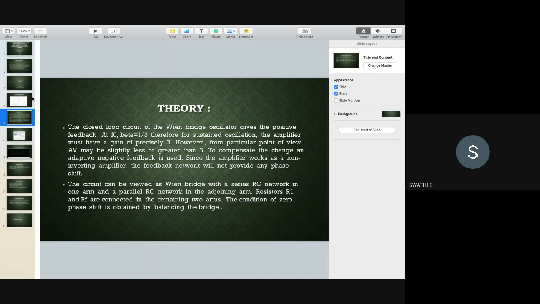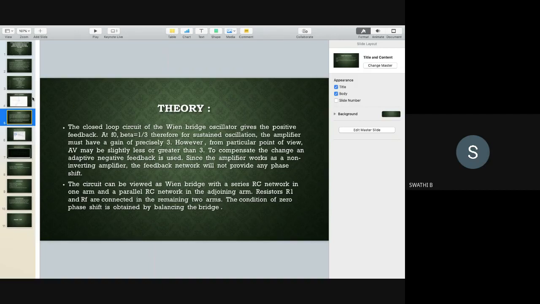For sustained oscillation, the amplifier must have a gain of precisely 3. However, from a practical point of view, AV may be slightly less or greater than 3. To compensate for the change, an adaptive negative feedback is used. Since the amplifier works as a non-inverting amplifier, the feedback network will not provide any phase shift.